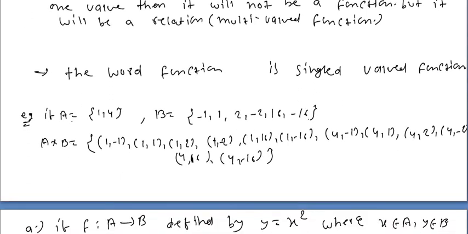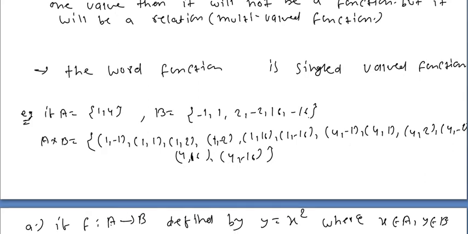Consider the example: set A = {1, 4} and set B = {-1, 2, -2, 16, -16}. Now find the Cartesian product of the two sets. A cross B is the collection of all ordered pairs in which the first element belongs to set A and the second element belongs to set B. This is our collection of ordered pairs: first we fix 1 and associate it with all elements of set B, (1, -1), (1, 2), and so on, and after that we fix 4 and associate it with all elements of set B.